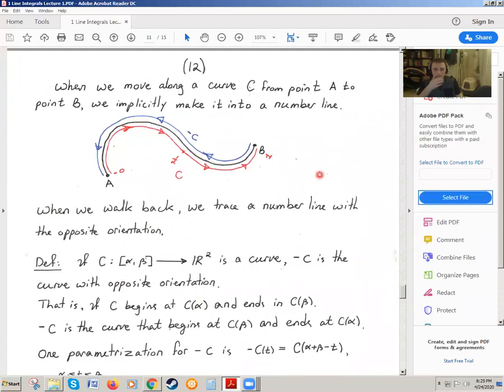So, a little over orientation. You see, when you're walking from some point A to some point B, perhaps on Brighton Beach, if you start at point A and walk to point B, implicitly you can just time yourself. As you're walking, you are creating a number line, right?